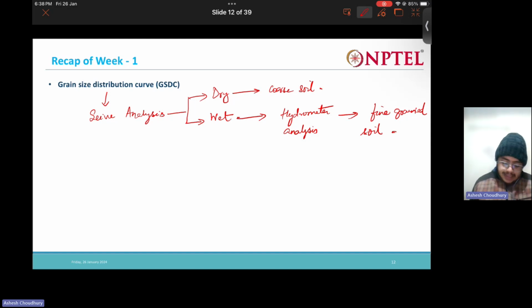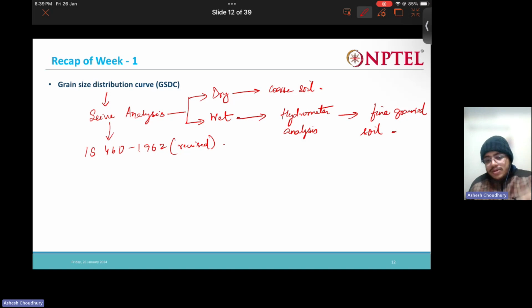This sieve analysis should be done according to IS 460:1962. Check the latest version once, whether it has been revised or not. We use sieves of various sizes. What is a sieve? You might have seen that we use a sieve to pour tea into the cup. That is a sieve, right? We use various sizes of sieve to do the dry sieve analysis.